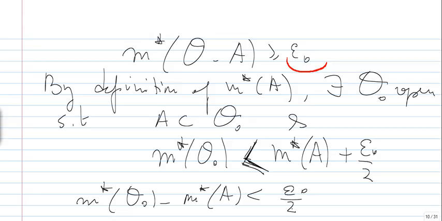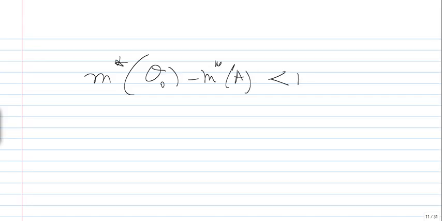And we said that for any open set which contains A, the outer measure of O minus A is greater than epsilon 0, so in particular for O0 minus A, which implies that the outer measure of O0 minus the outer measure of A is less than the outer measure of O0 minus A. Okay? So this will complete the proof of the third question.